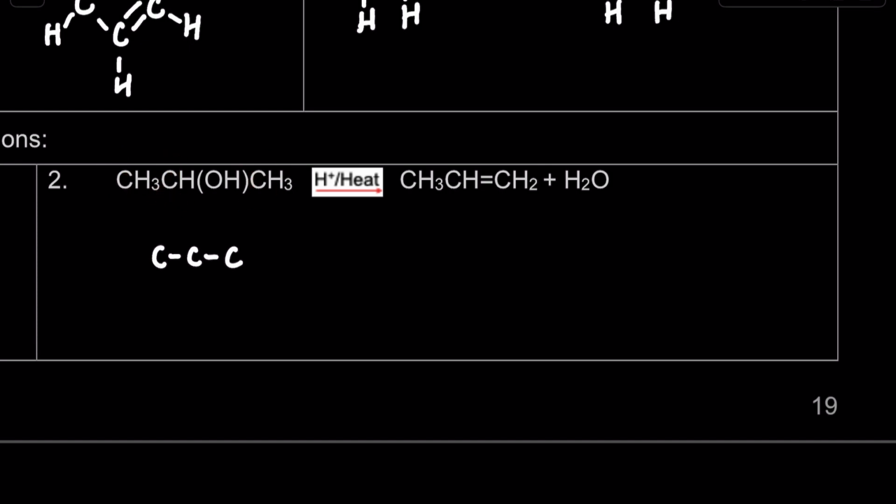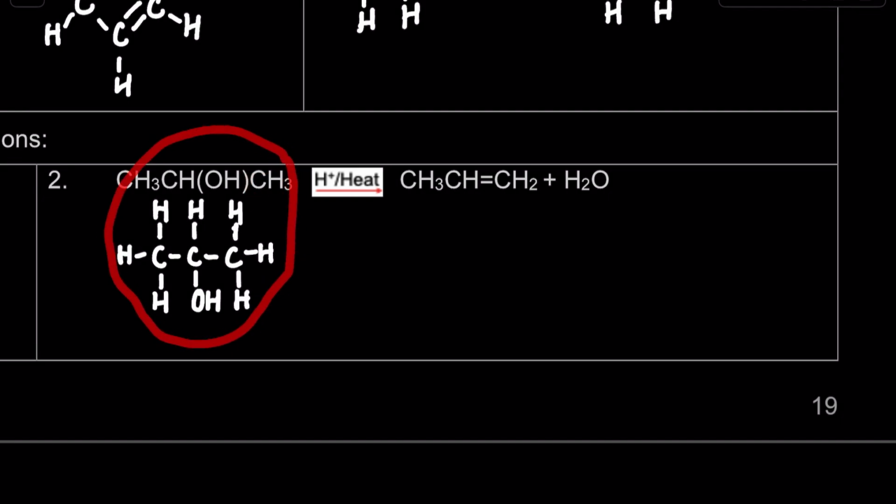Okay, first carbon has 3 hydrogen. Carbon number 2 is attached to H and OH. For this one, make sure the carbon is attaching to the O, not the H. The carbon must be attaching to the O of the OH. Okay, and then the last carbon is attaching to 3 hydrogen. So this is for the reactant, or the before.